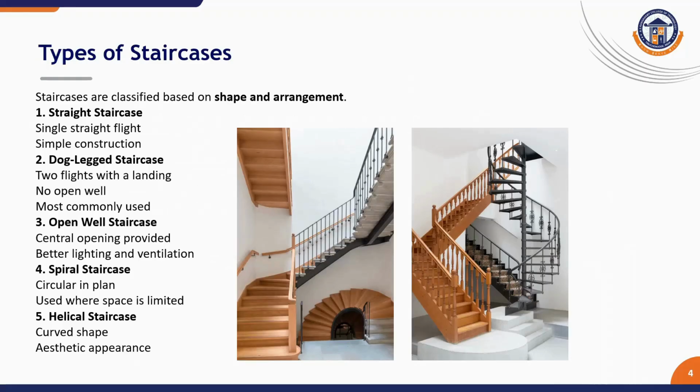Staircases are classified based on shape and arrangement. First one is the straight staircase, a single straight flight, simple to construct. Dogleg staircase, two flights with a landing, no opening between walls, most commonly used. Open well staircase, which has a central opening provided, so lighting and ventilation will be good. As far as the spiral staircase is concerned, it is circular in plan, used where space is limited. Helical staircases are curved in shape, mainly for aesthetic appeal.